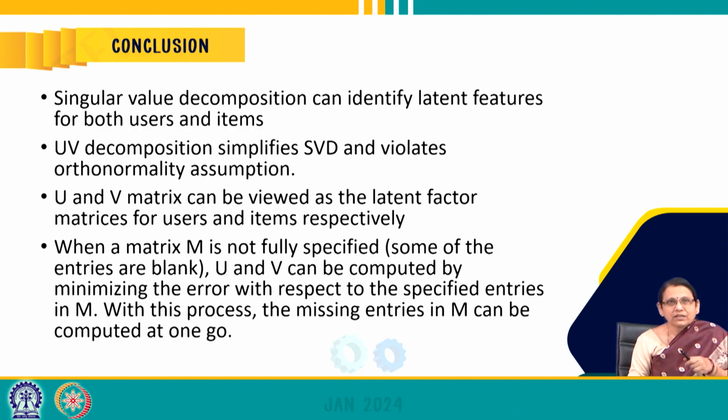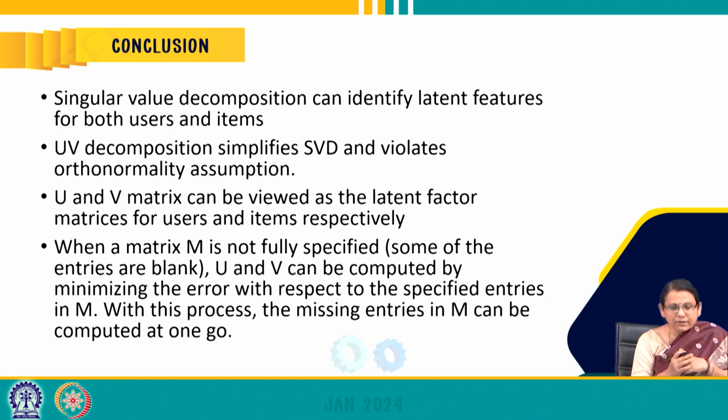So, we wind up and stop now. These are my concluding remarks. Singular value decomposition can identify latent features both for users and items in one go. UV decomposition simplifies SVD and violates the orthonormality assumption. So, the UV matrices can be viewed as latent factor matrices for users and items respectively.